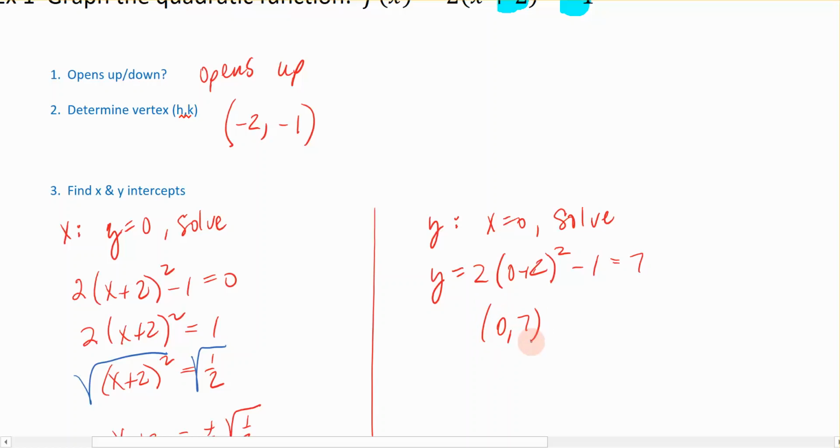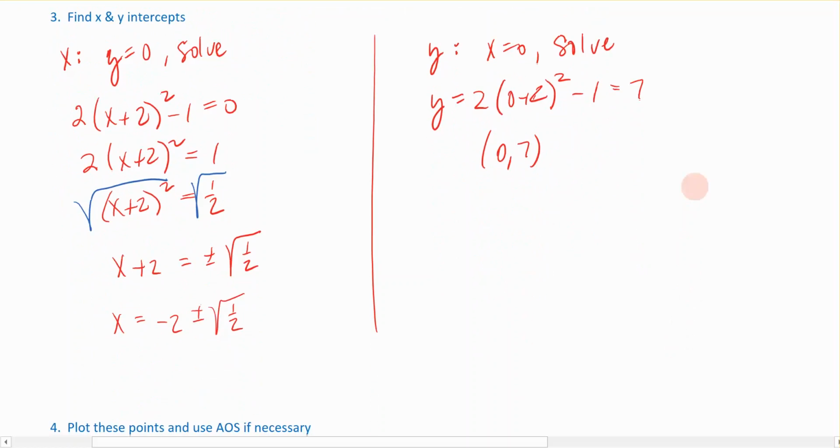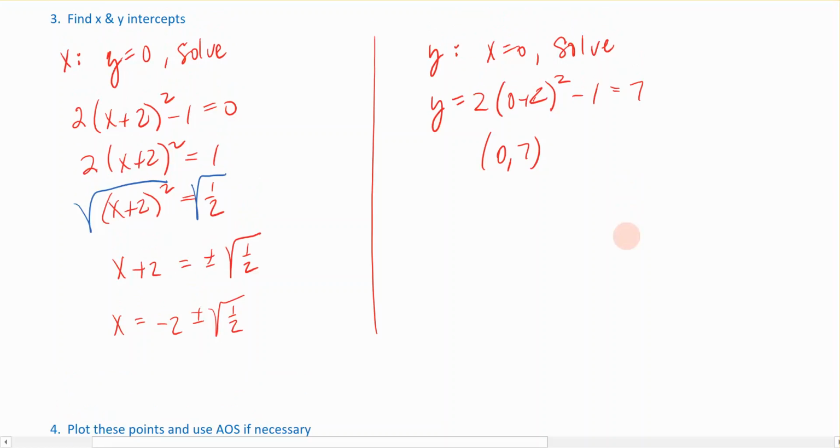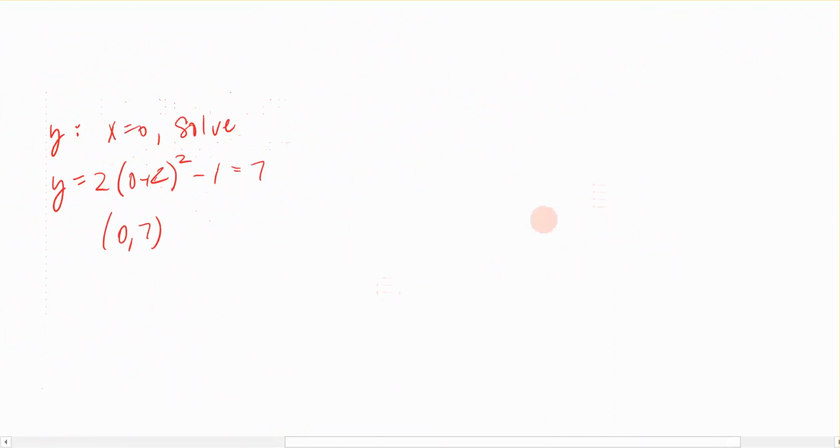Now the last thing we're going to do when we graph this is, if it's necessary, I will go ahead and use the axis of symmetry to be able to put points on both sides of my vertex. And we don't end up needing that in this example, but we might in a little while. So I have everything I need to be able to graph this, and let's go ahead and apply that.